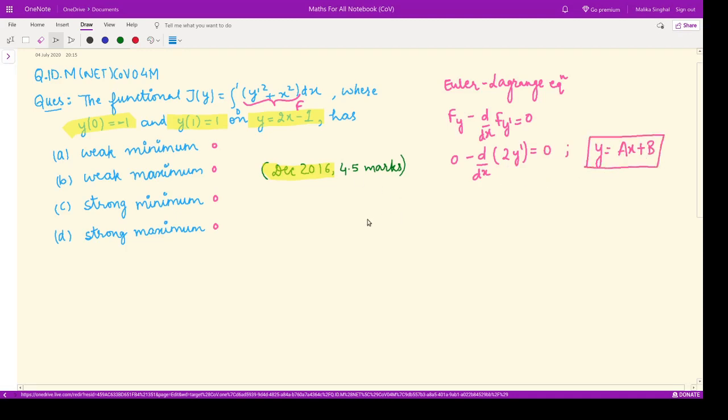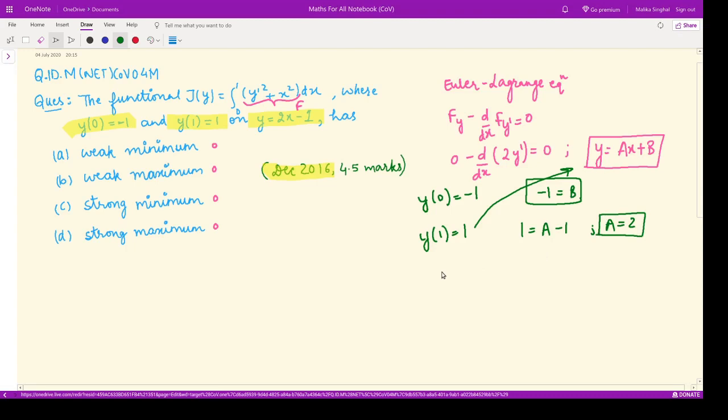Now let us use our given boundary conditions. We are given y at 0 is equal to minus 1. So we have minus 1 is equal to b. So the value of b is minus 1. Let us use another condition, y at 1 is equal to 1. Let us substitute it in this equation. We have 1 is equal to a, and what is the value of b? It is minus 1. So you will get a is equal to 2. So ultimately we get the extremum as y is equal to 2x minus 1, which is the same as that given in this question, right?